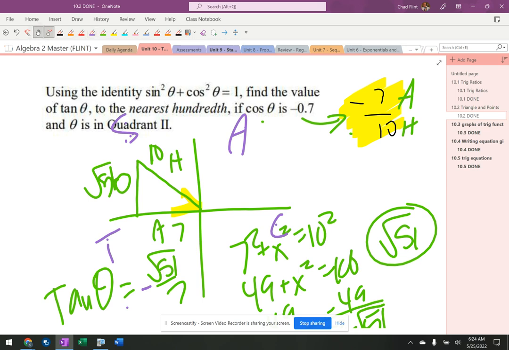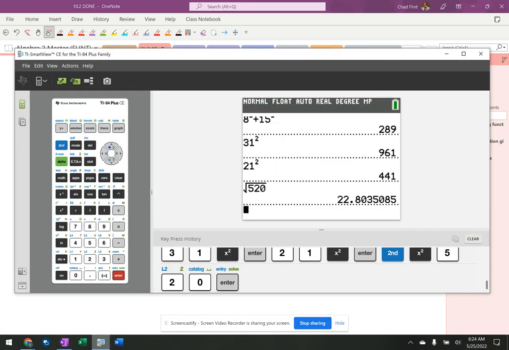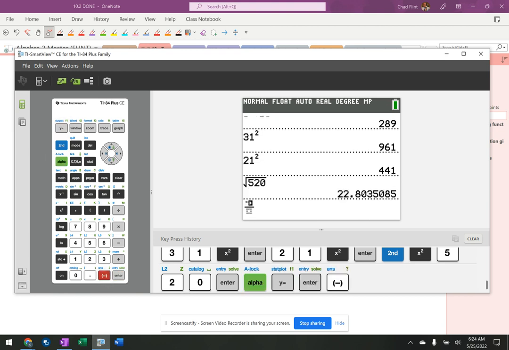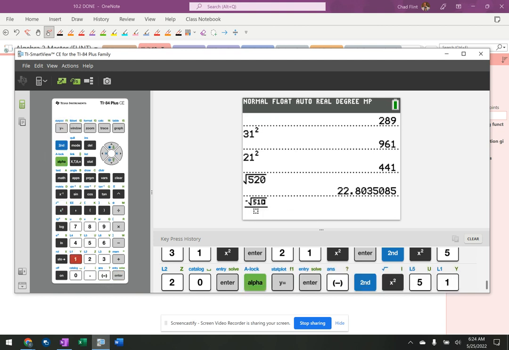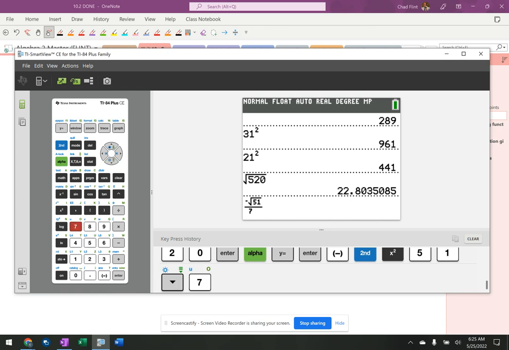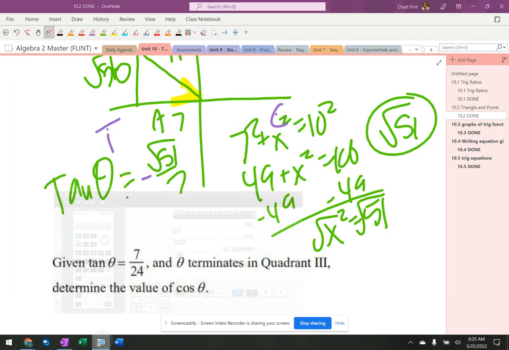Now this says nearest hundredth, so that means I'm not supposed to leave it in radical form like that, which is kind of ridiculous, but it's the Regents exam, so we've got to remember that they're not really thinking about, do I know what I'm doing or not? They're just thinking about, can I be obnoxious?